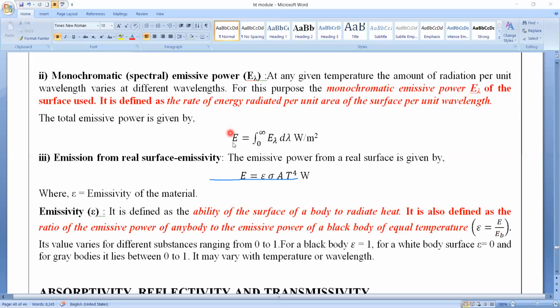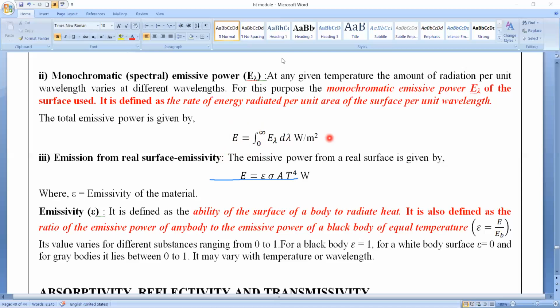But the monochromatic emissive power is associated with a single wavelength. So if you integrate this monochromatic emissive power between the limits 0 to infinity, then definitely you will get the value of total emissive power, that is E equals integration between the limits 0 to infinity of E lambda, the monochromatic emissive power, into d lambda, in watt per meter square.